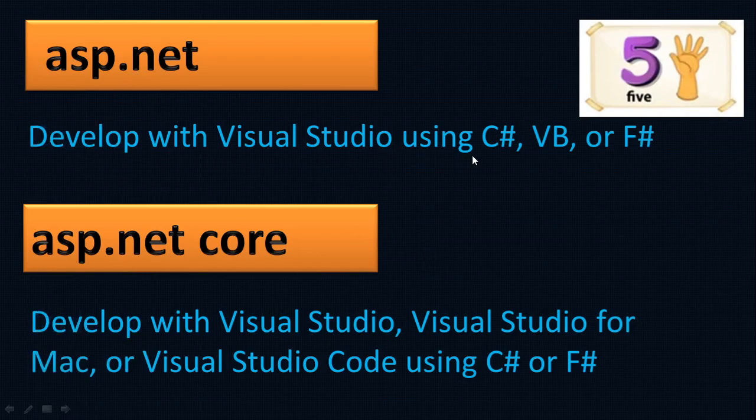ASP.NET is developed with Visual Studio using C#, VB and F#, whereas ASP.NET Core is developed with Visual Studio for Mac and Visual Studio Code using C# and F#. The major thing is VB is wiped out in ASP.NET Core, so VB is not used, and we have to depend on C#. We'll concentrate more on C# in ASP.NET Core. You can use Visual Studio Code on all operating systems because it's open source and cross-platform. Apart from this, you can use Visual Studio on Windows and Visual Studio for Mac on Mac.